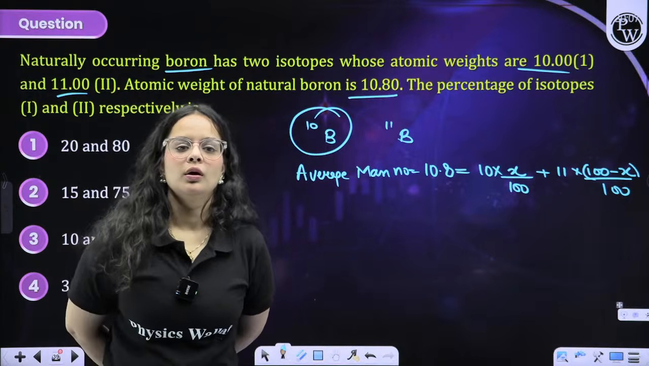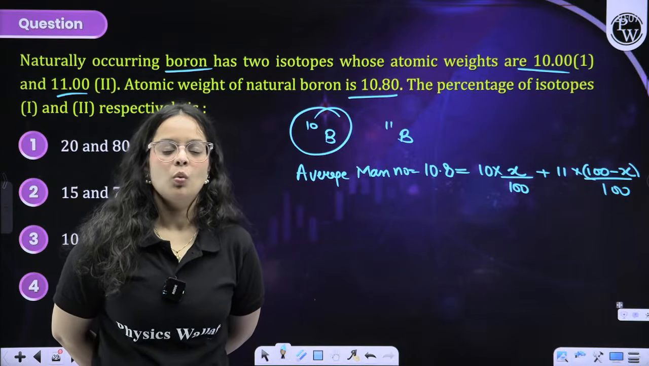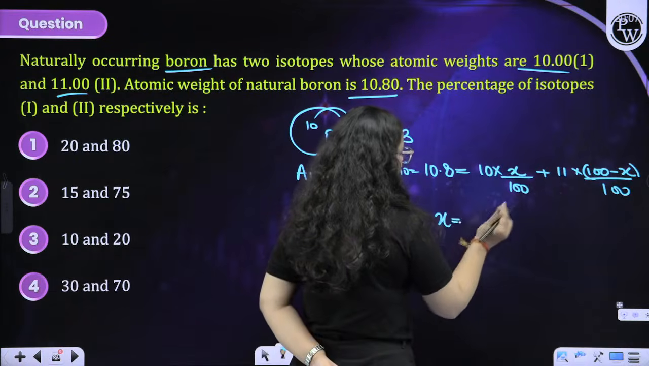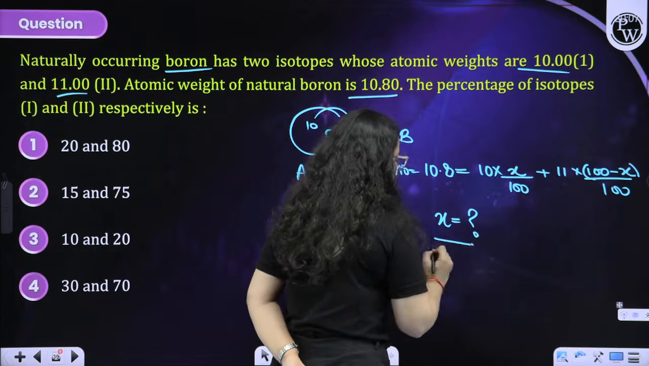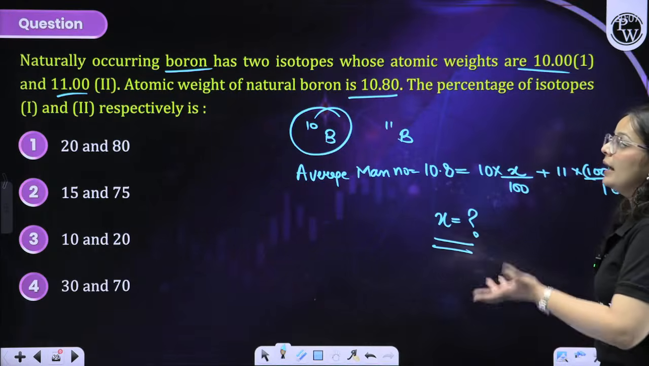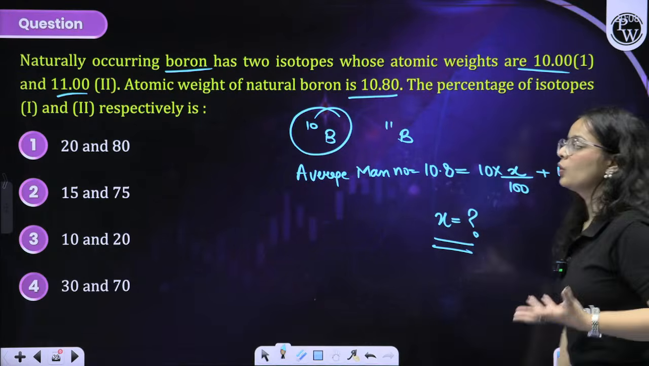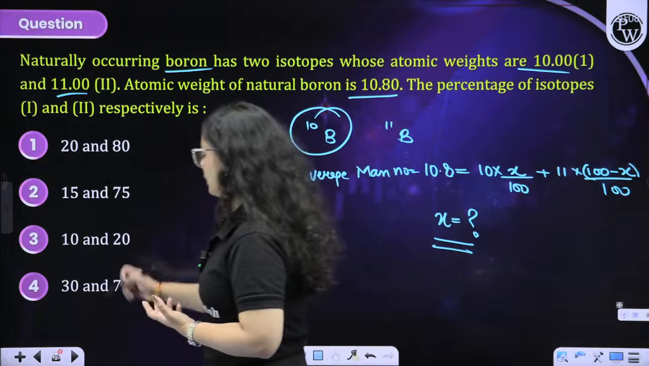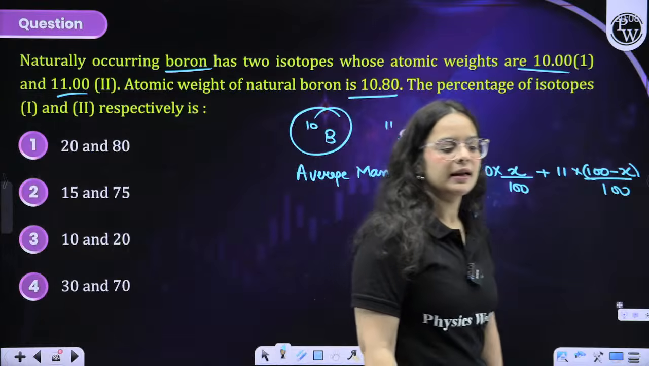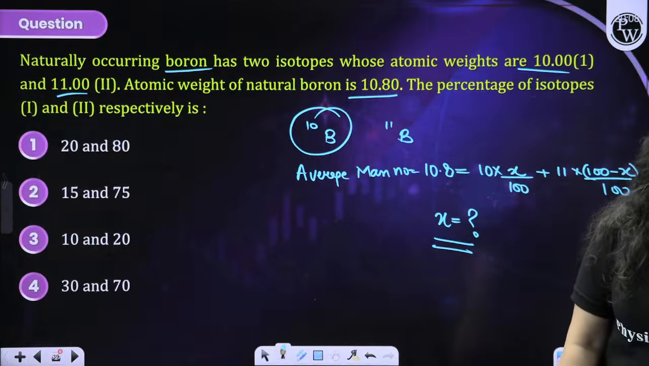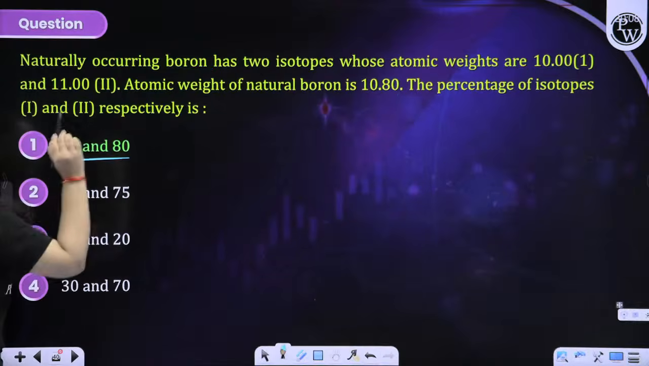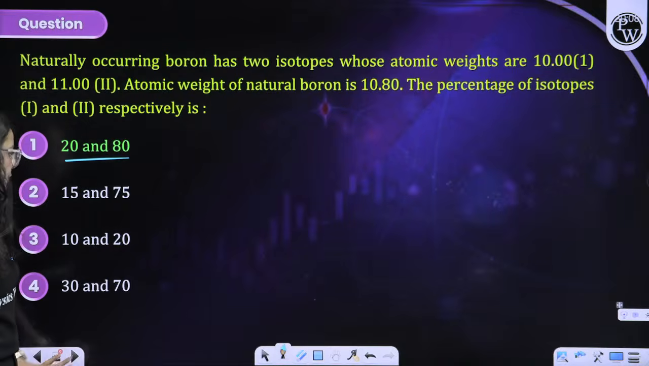On solving it out, what is the value you are getting for x? You just have to solve this out, and the x you have to determine is the percentage of the first isotope of boron, and accordingly subtracting it from 100, you will get the second isotope's percentage. And the final answer, what is the final answer you all are getting? Okay, so let me make it very clear. It is the first option, 20 and 80% accordingly.